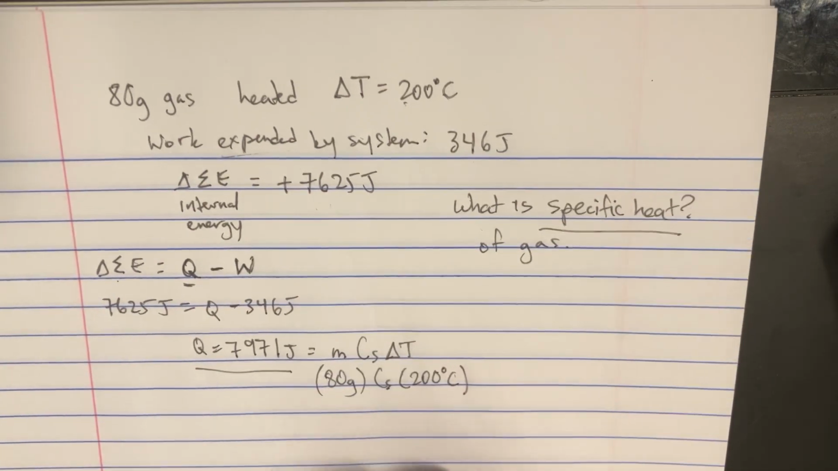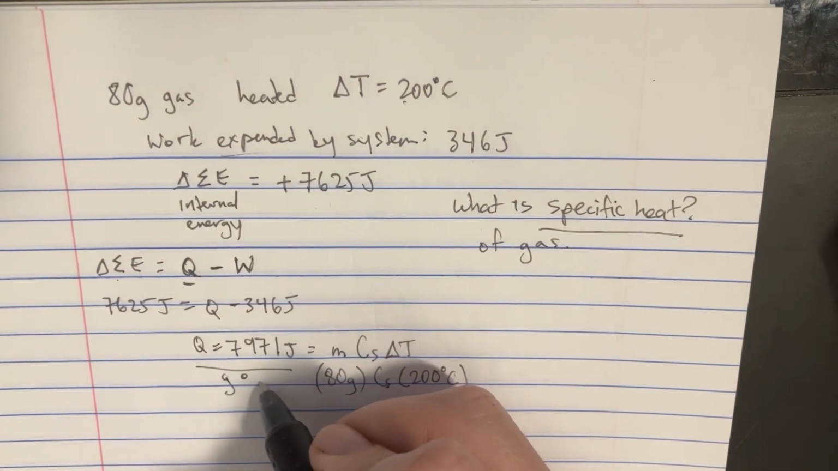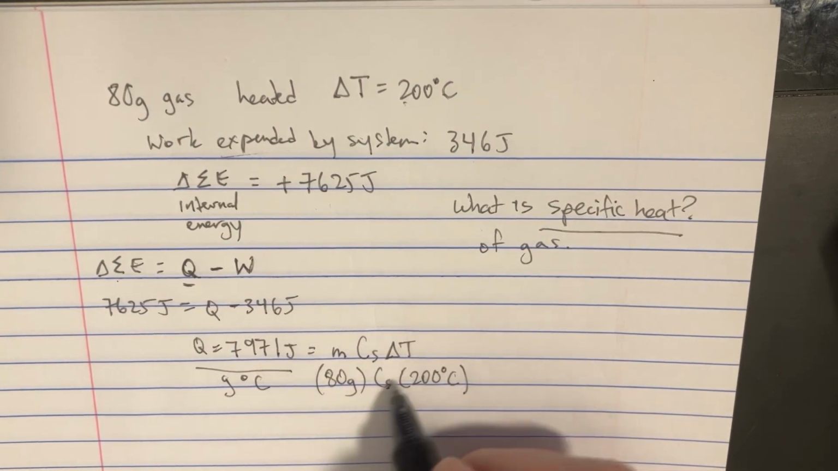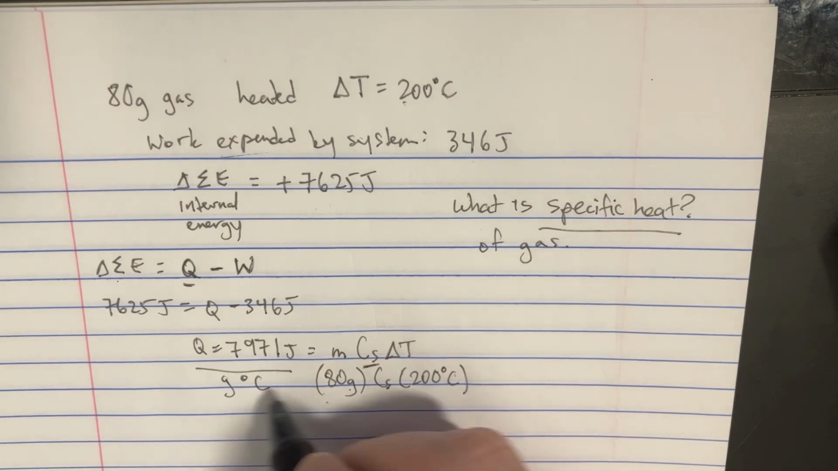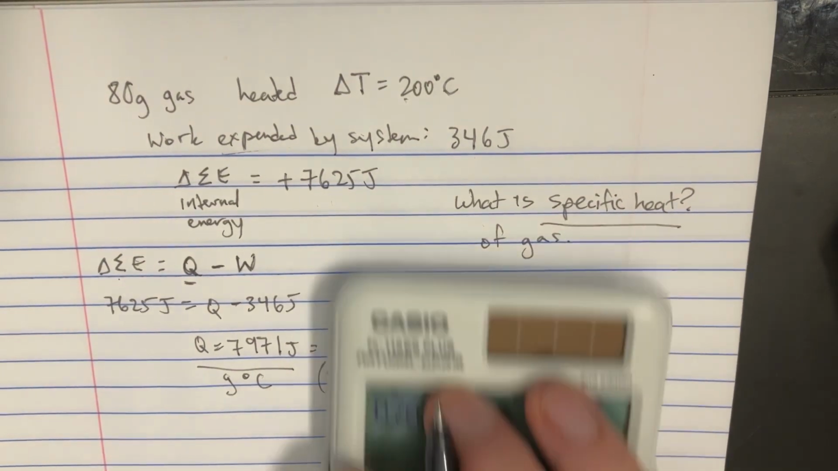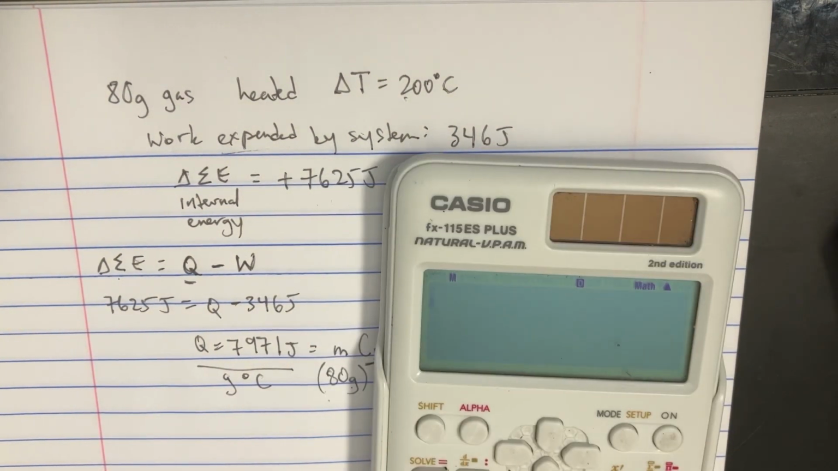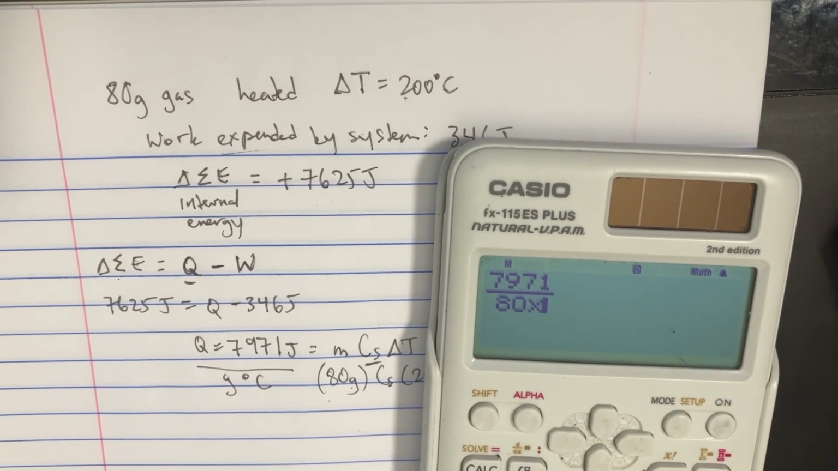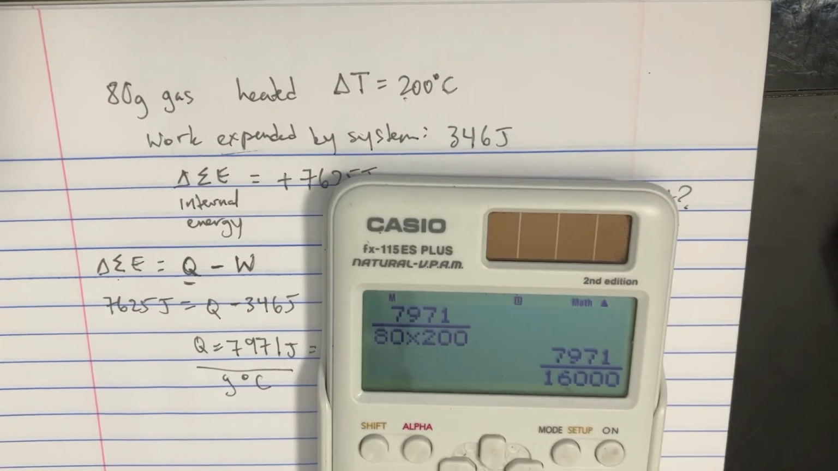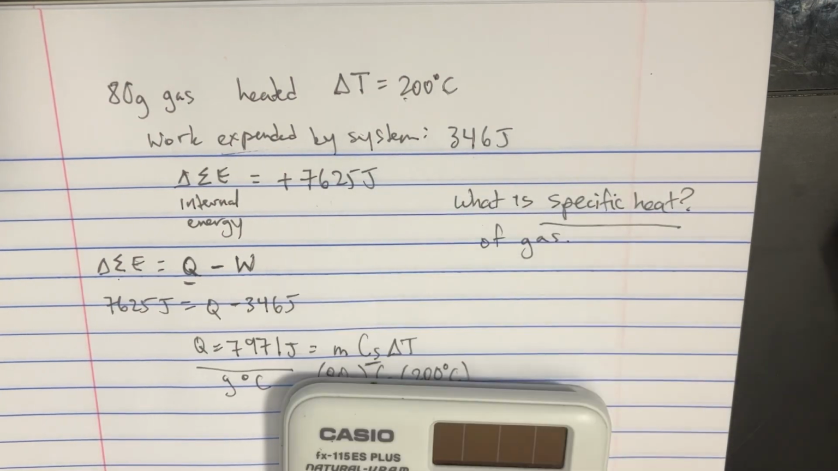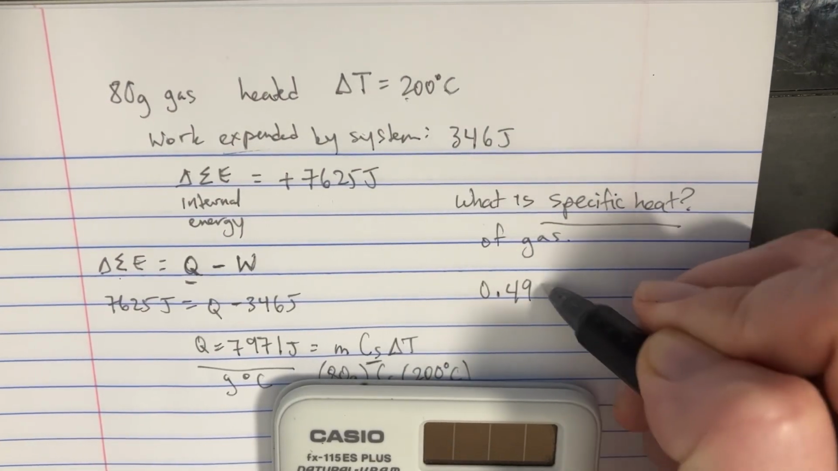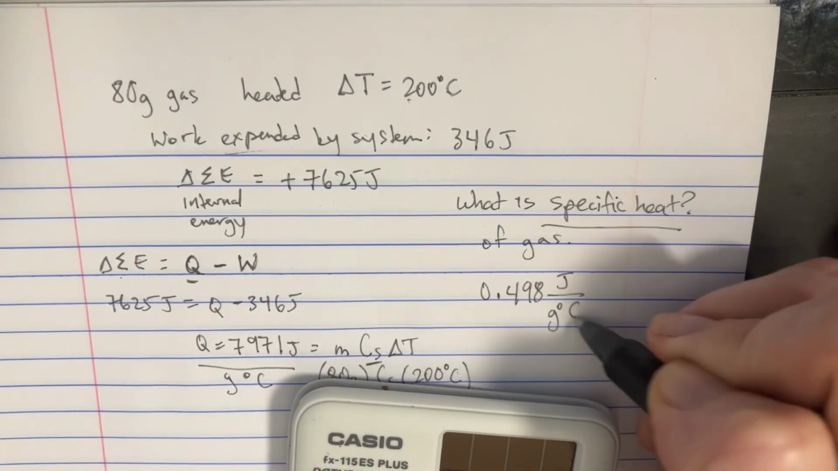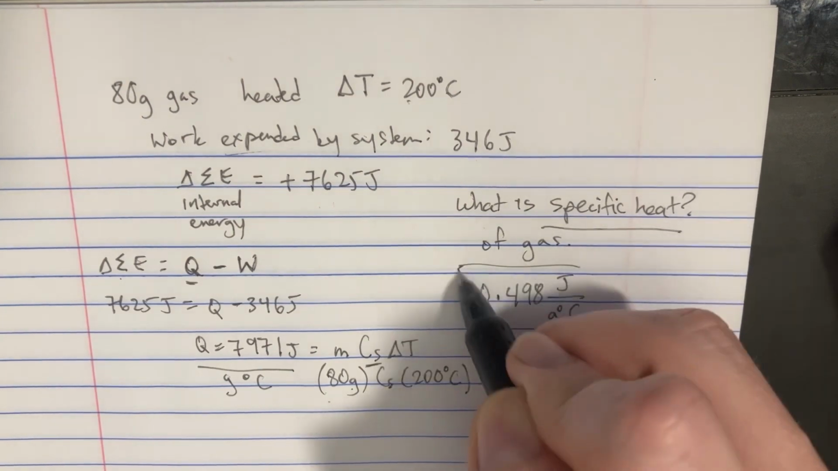But if we divide these over here, we are going to end up with grams and then the correct units for the specific heat capacity. We'll move these over there. So let's try to divide those out. We're going to go 7971 divided by 80 times the 200. And so we end up with essentially 0.498 joules, and then there's going to be the grams and the Celsius there. And this is going to be the specific heat.